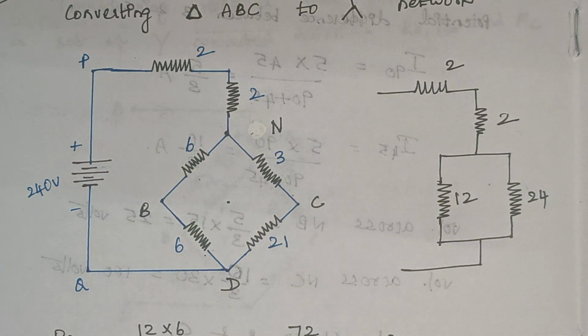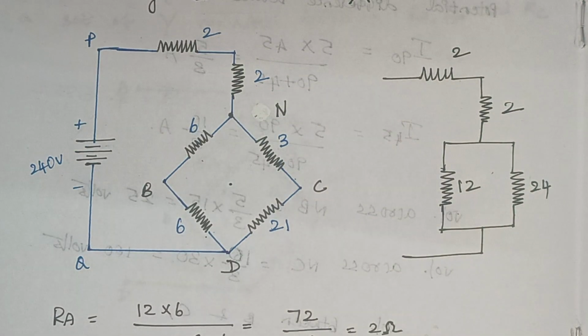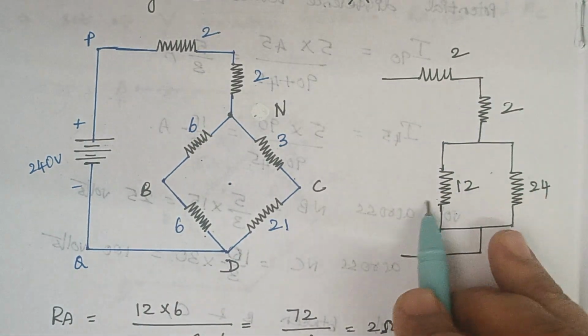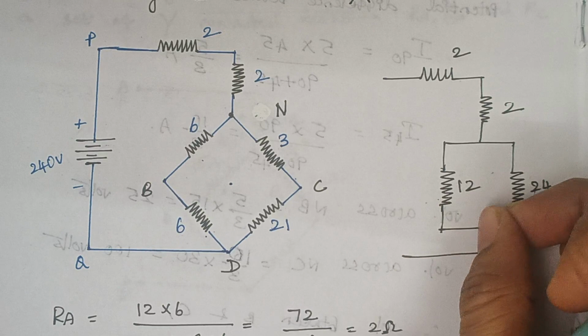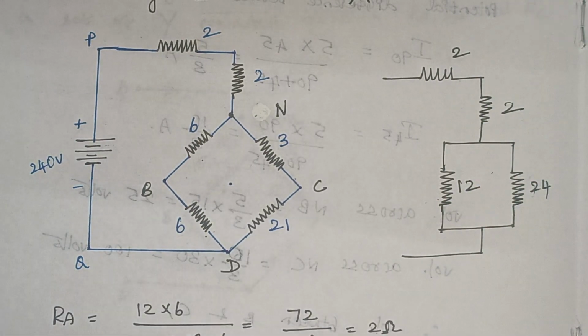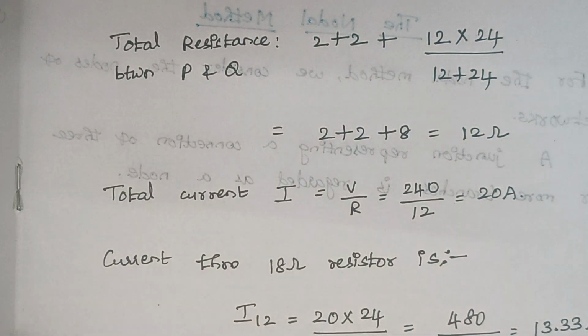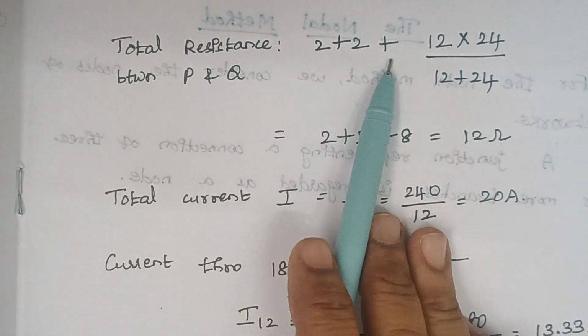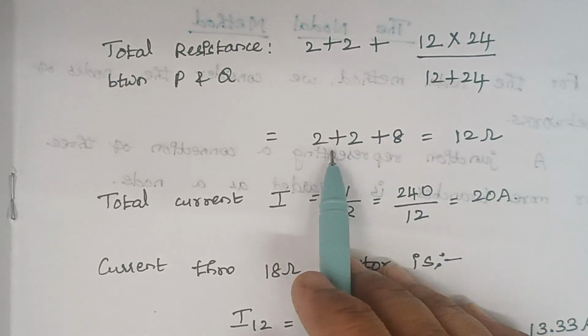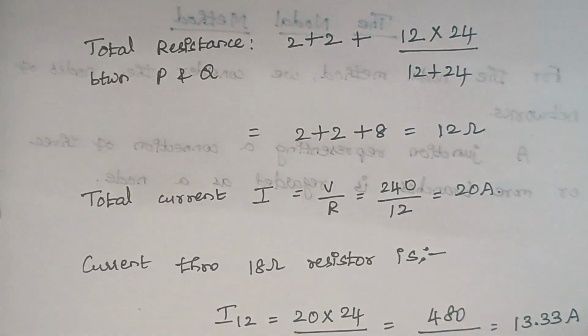Now we are going to calculate the total resistance. How to find the total resistance? 2 plus 2, and this is a parallel combination, and when you reduce it, this equivalent resistance comes in series with this resistance. So the total resistance is 2 plus 2 plus 12 into 24 divided by 12 plus 24. That gives the value of 12 ohms here.